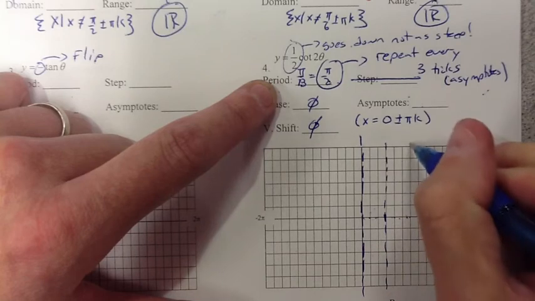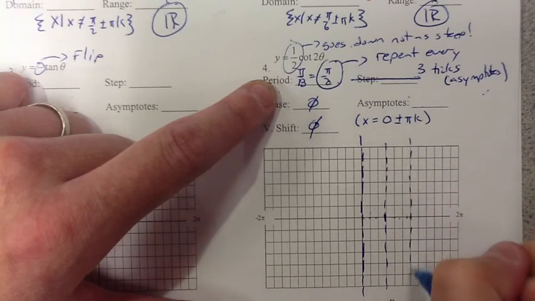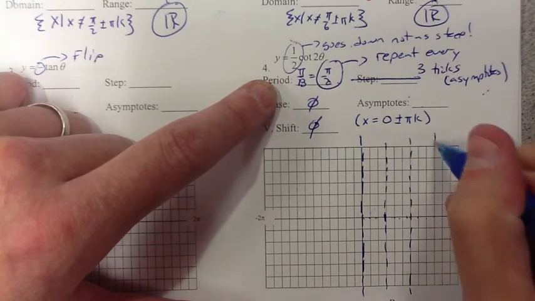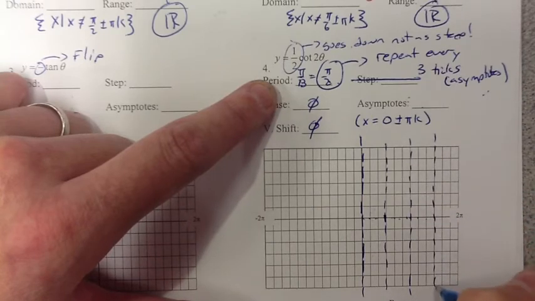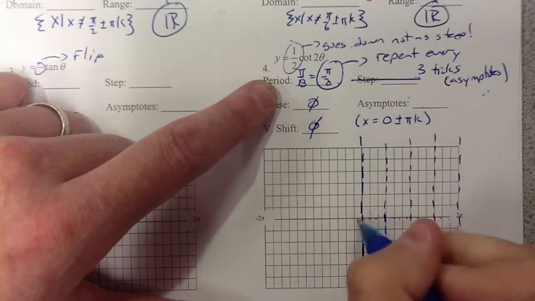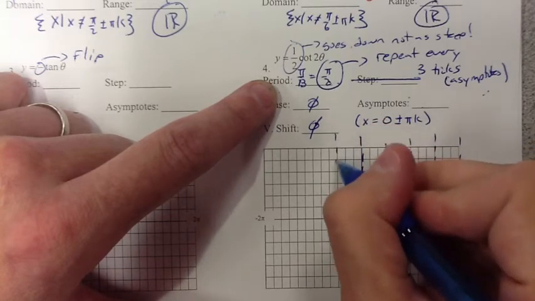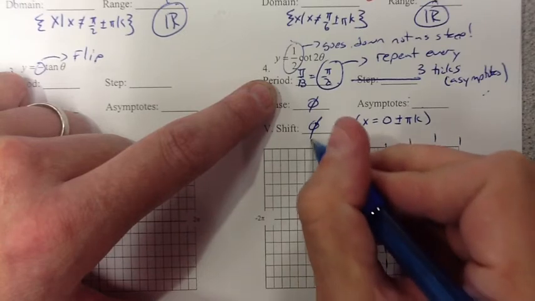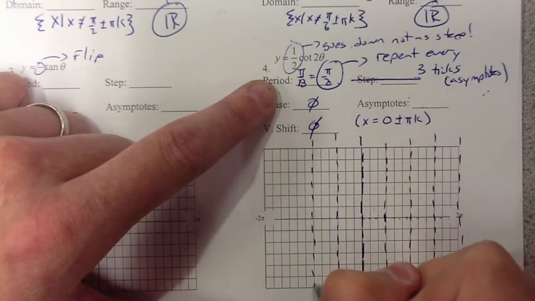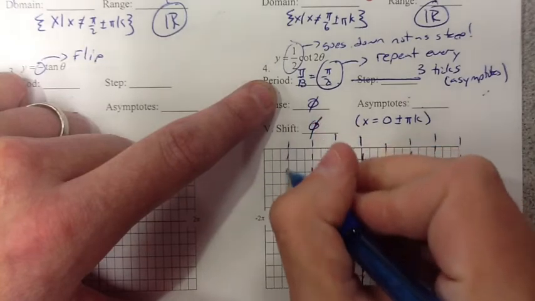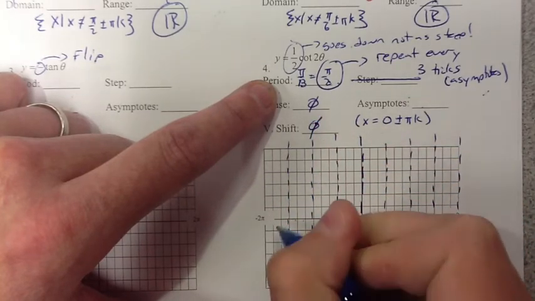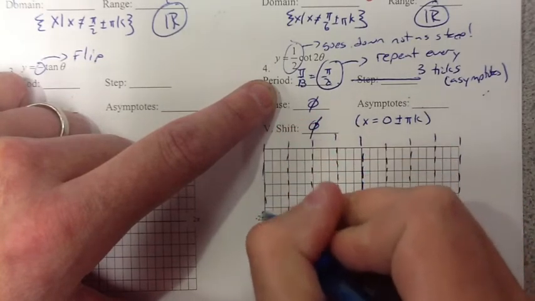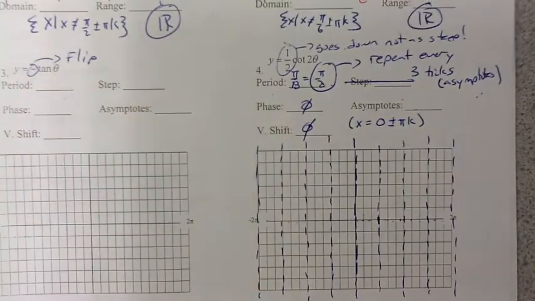1, 2, 3, there's an asymptote. Going backwards, 1, 2, 3, there's an asymptote. That's a lot of asymptotes.